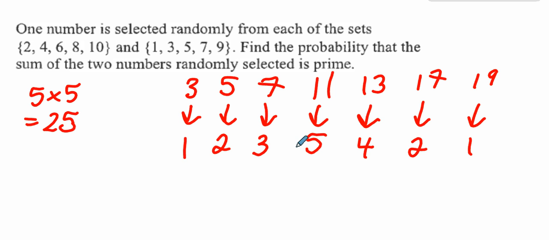If you add all these up, 1 plus 2 plus 3 plus 5 plus 4 plus 2 plus 1, you will end up with 18. And remember, there were 25 possible numbers, so your probability will be 18 over 25.